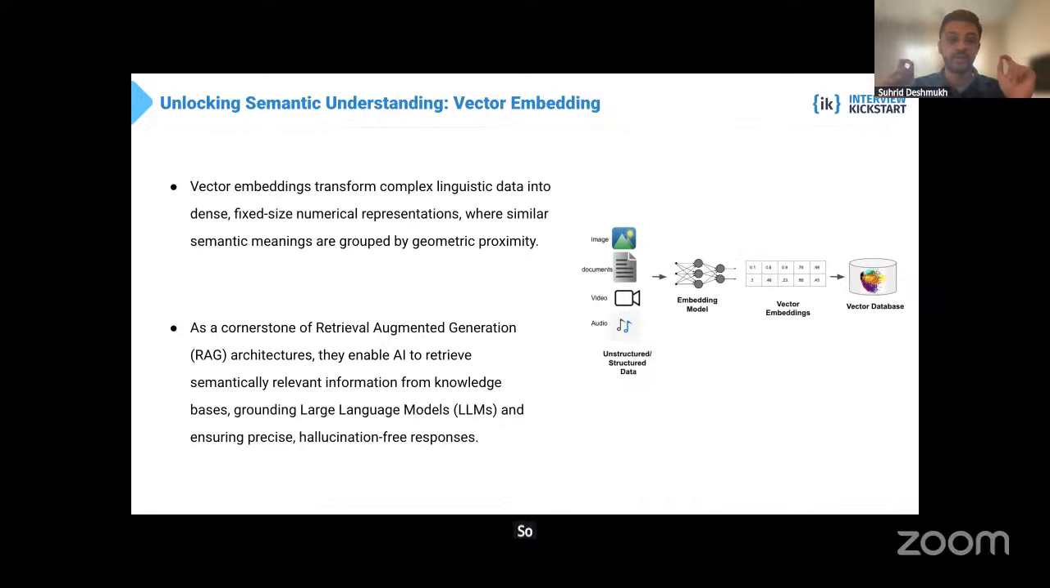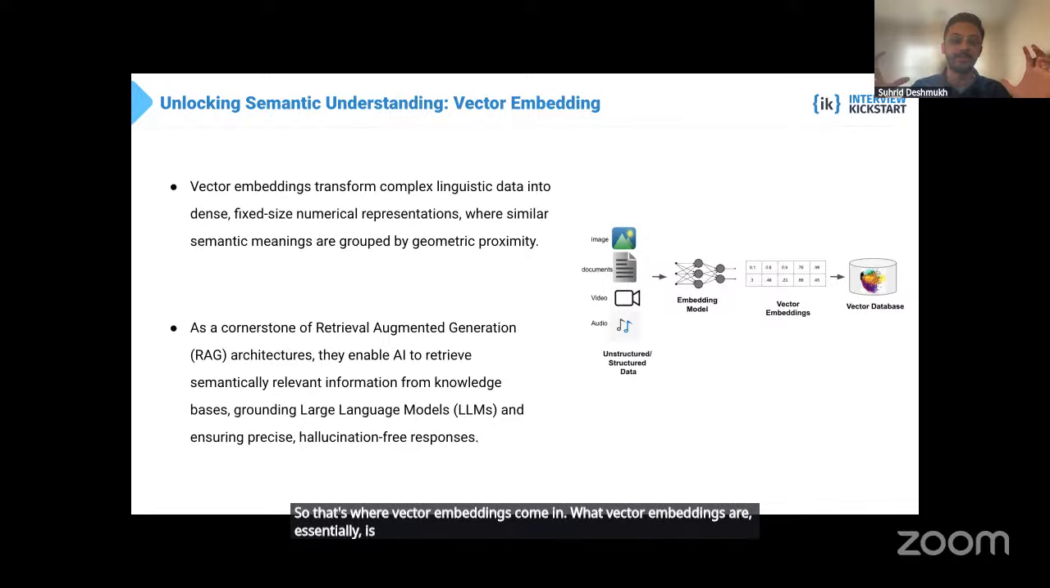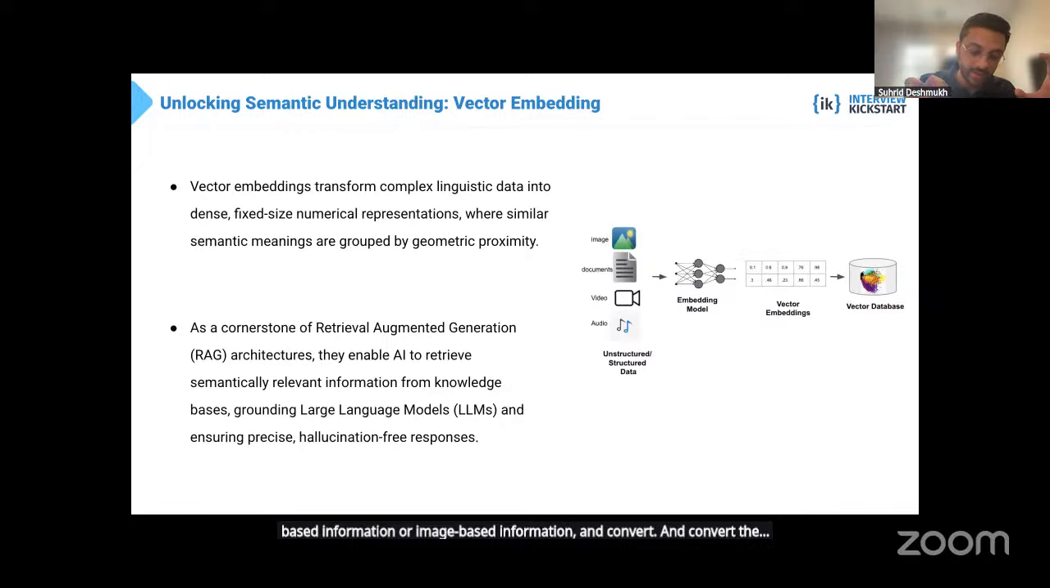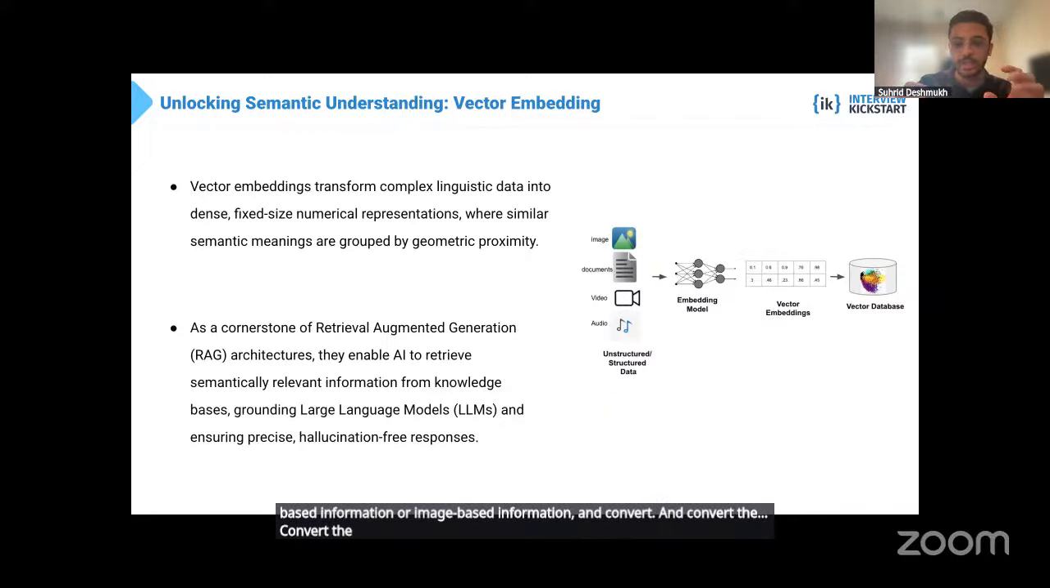That's where vector embeddings come in. Vector embedding is a process where you take your text-based information or image-based information and convert it into a numerical representation.